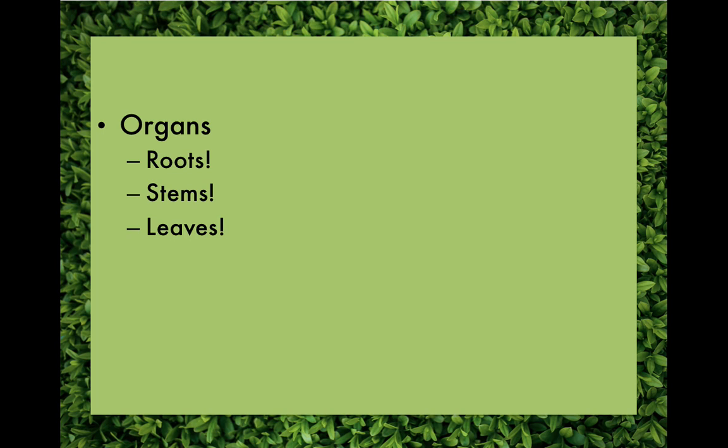So in addition to having these tissue systems, we also get organs, true organs: roots and stems and leaves. So in the non-vascular plants, mosses don't have roots, they have rhizoids. They don't have true stems and they don't have true leaves. In order to have those structures, you have to have vascular tissue present.